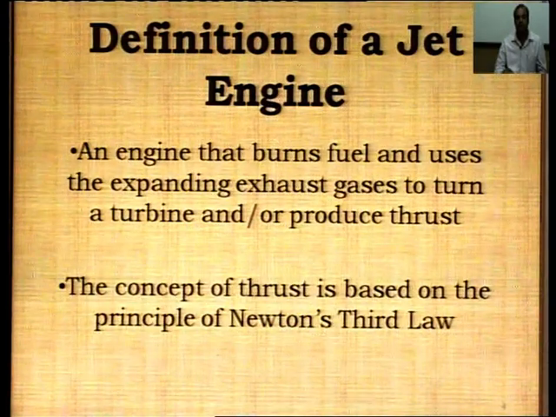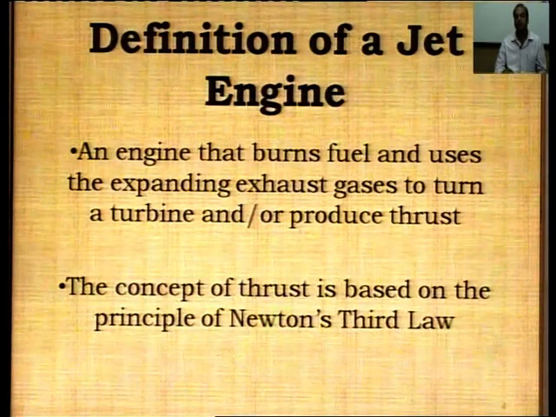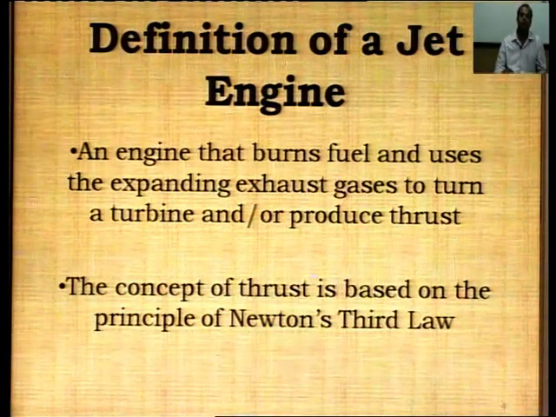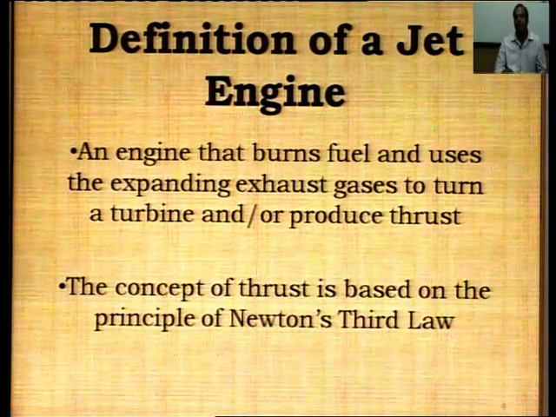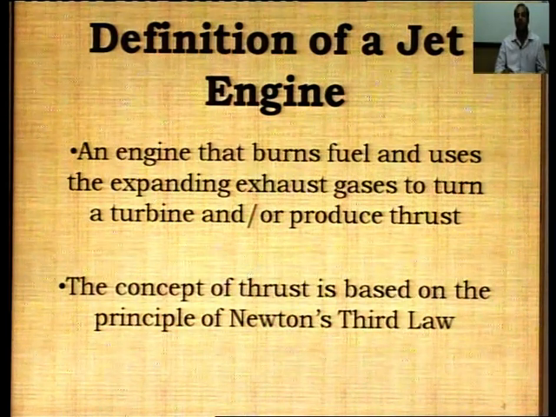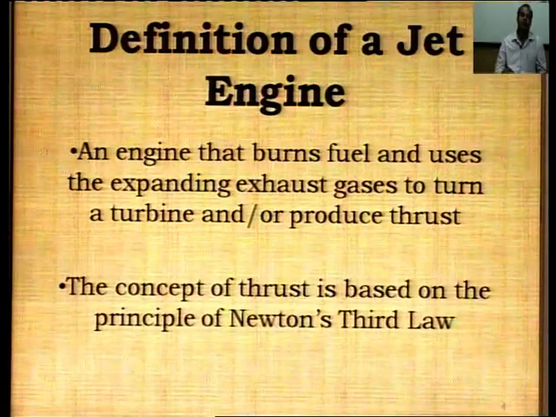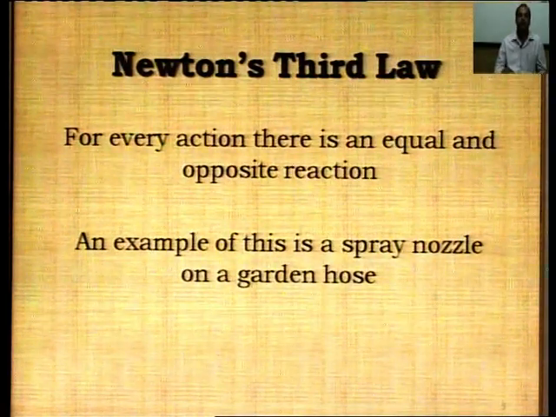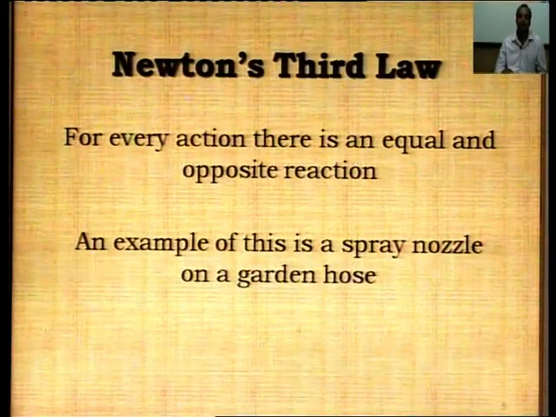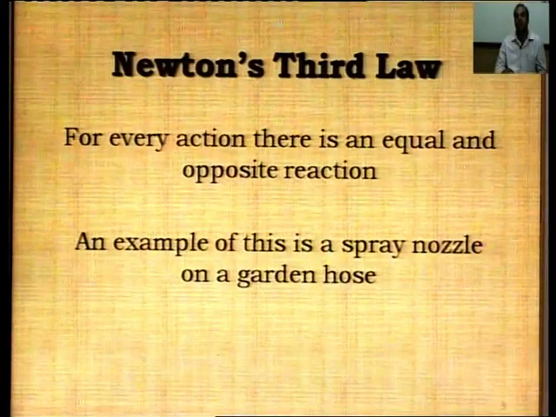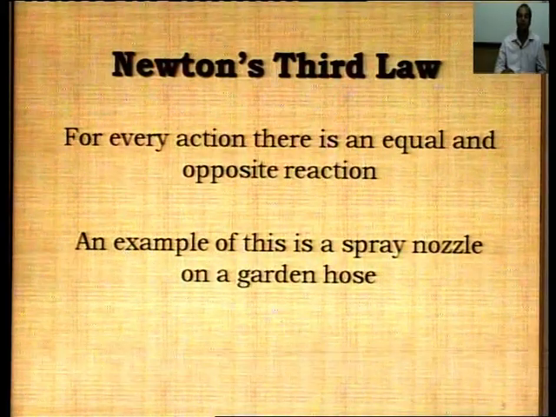Definition of a jet engine: an engine that burns fuel and uses the expanding exhaust gases to turn a turbine or produce thrust. The concept of thrust is based on the principle of Newton's third law. And what is Newton's third law? Everyone knows, for every action there is an equal and opposite reaction. An example of this is a spray nozzle on a garden hose.